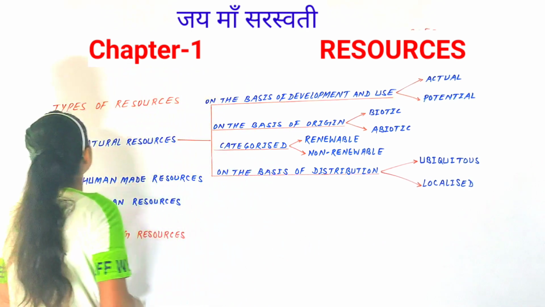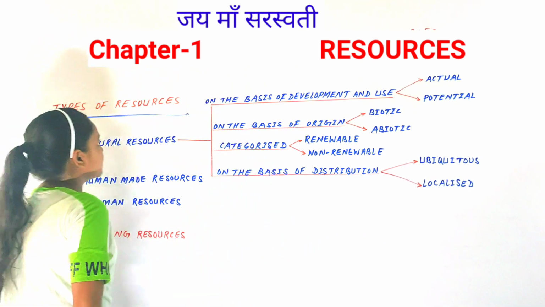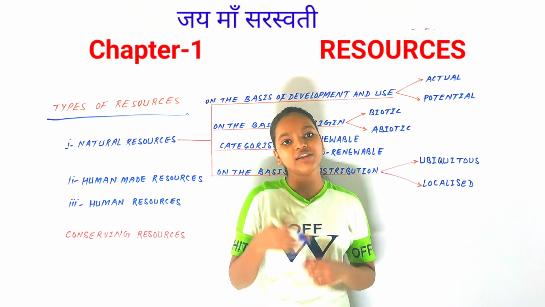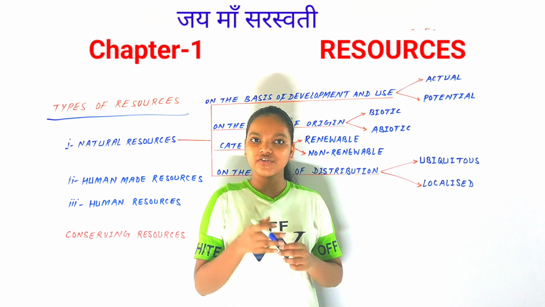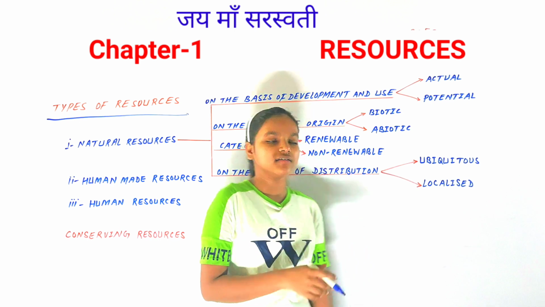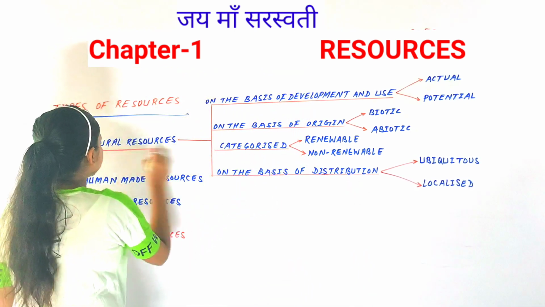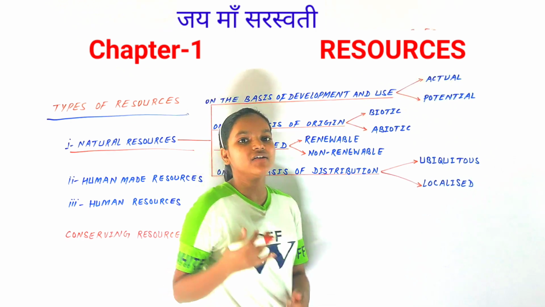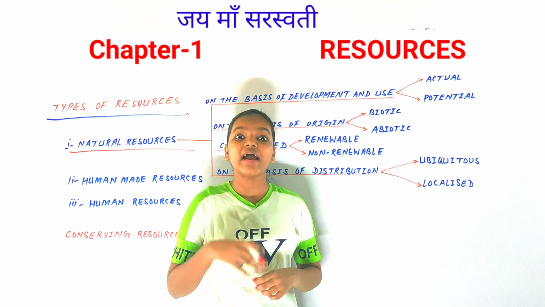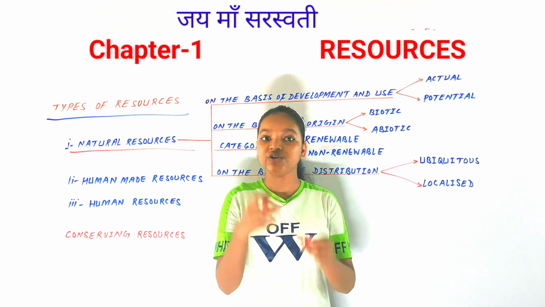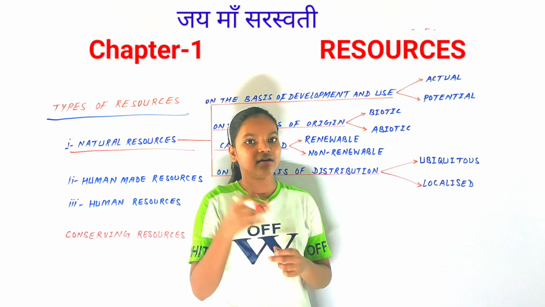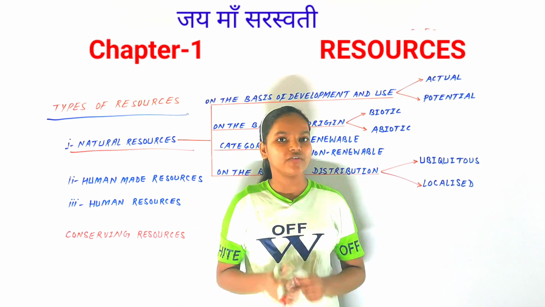So our first topic is types of resources. Resources can be classified into three types: natural resources, human-made resources and human resources. Let us discuss them. First is natural resources. As the name suggests, natural resources are given by nature and we use them without any modifications, like forests, trees, air, water. These are all natural resources.